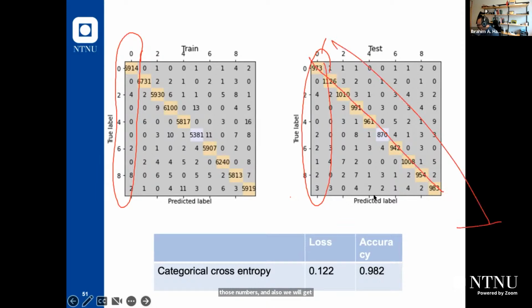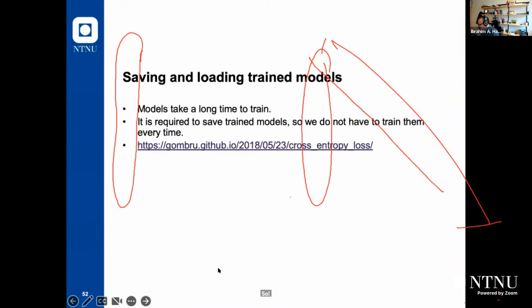We have the loss and the accuracy, but I cannot see it on my computer because I have something here. Yeah, I guess this is all for today. So we can open one example.